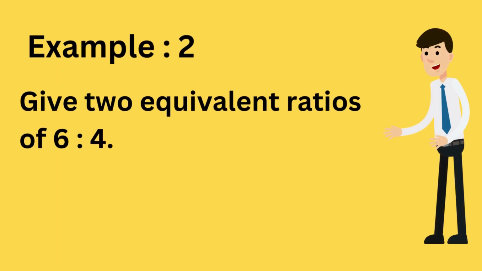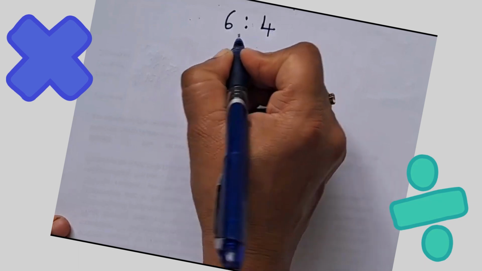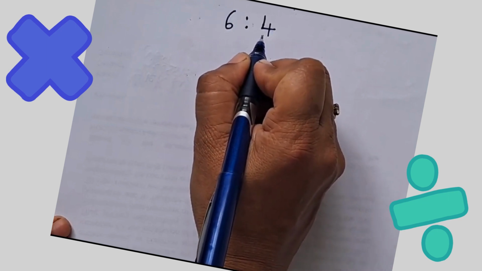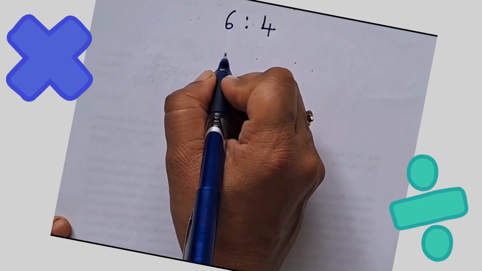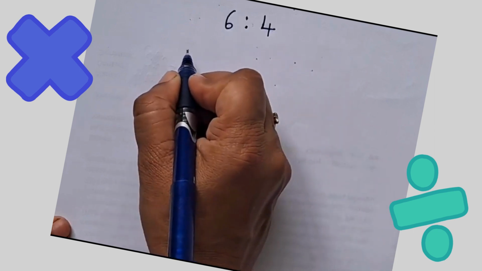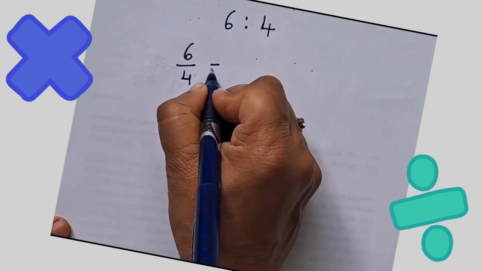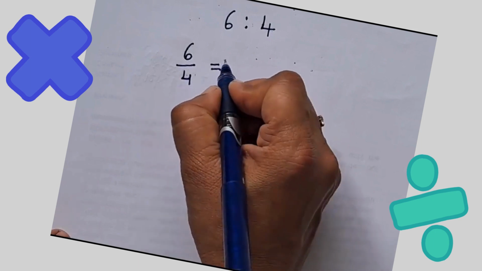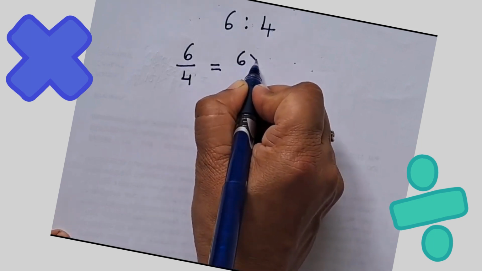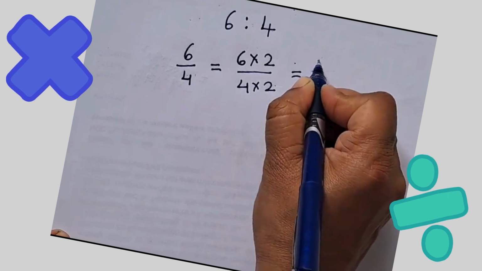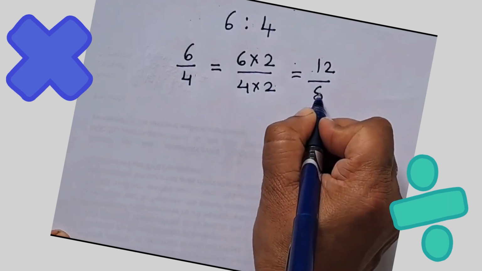Let's look at example 2. Give two equivalent ratios of 6 is to 4. We can get equivalent ratios by multiplying or dividing the numerator and denominator by the same number. Let's see how to do that now. This ratio 6 is to 4 can be expressed in the form of fraction 6 by 4. Now let's try multiplying the numerator and denominator with the same number. Let's multiply with 2. 6 into 2 and 4 into 2. 6 twos is 12 and 4 twos is 8.